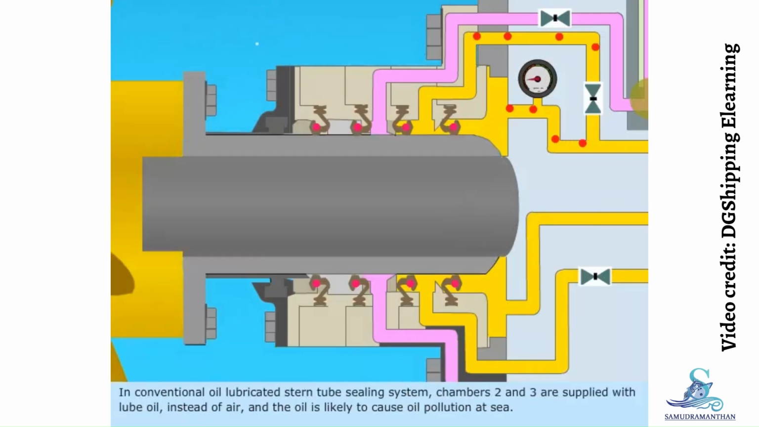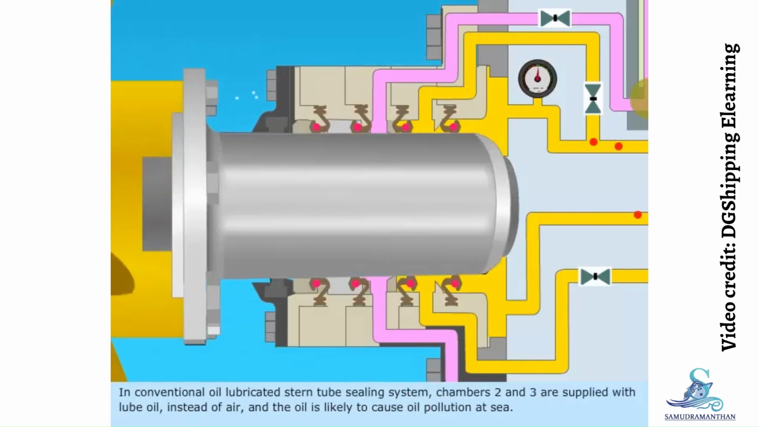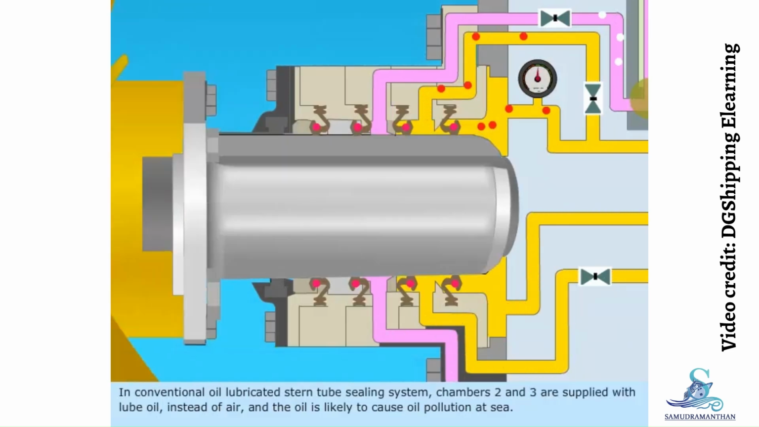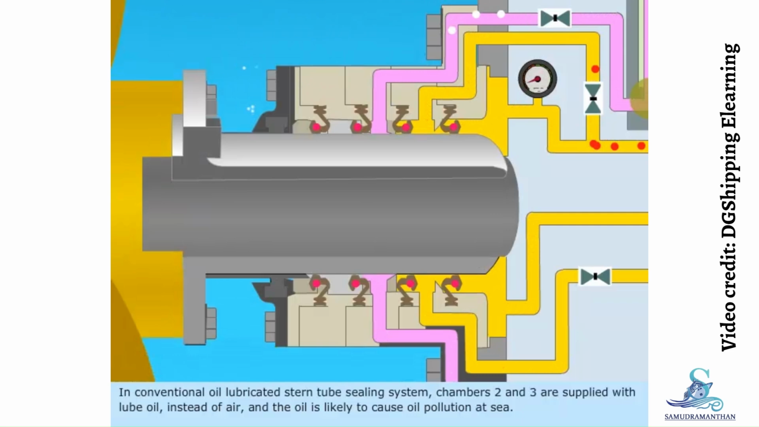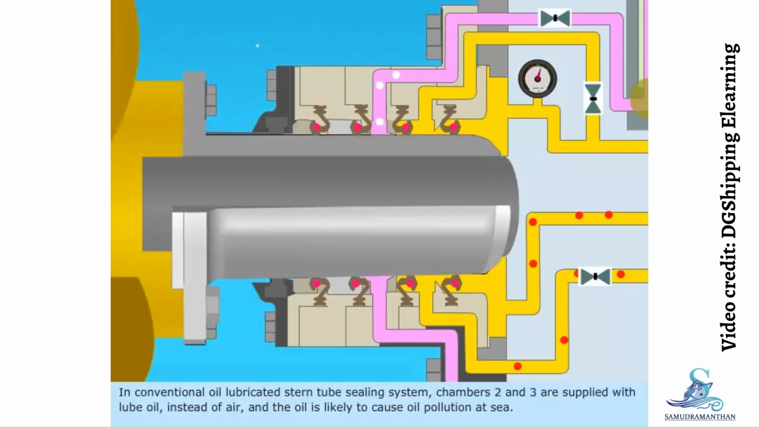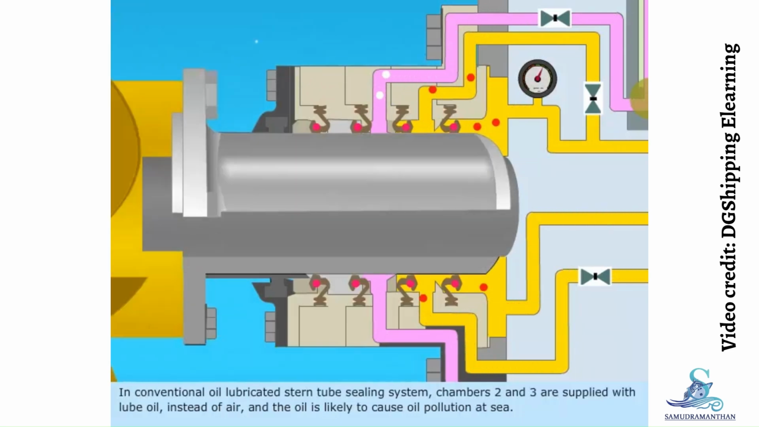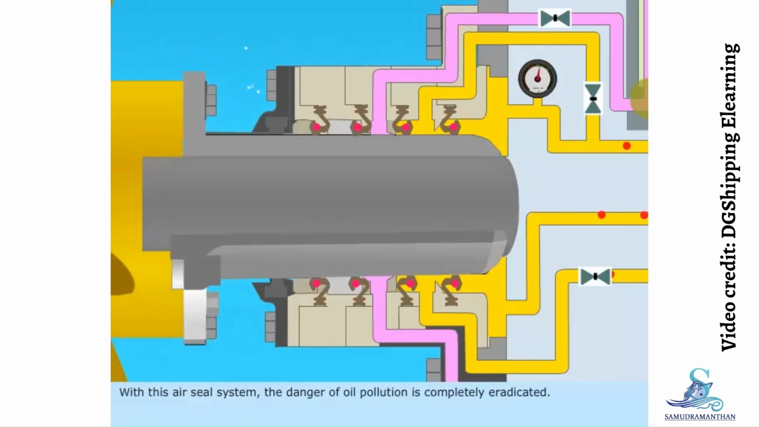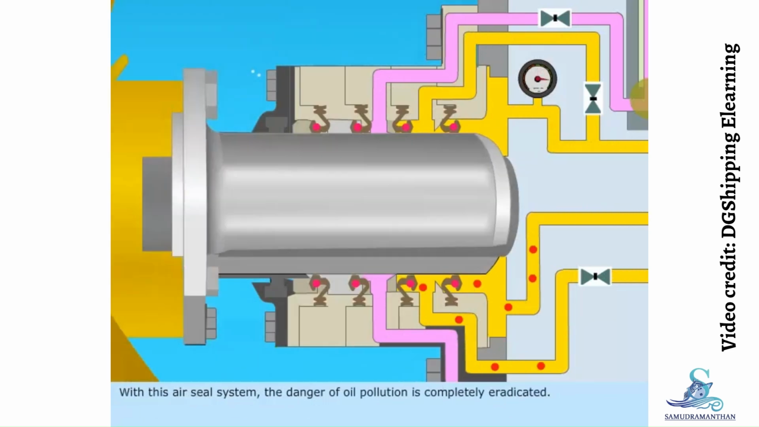In conventional oil-lubricated stern tube sealing system, chambers 2 and 3 are supplied with lube oil instead of air, and the oil is likely to cause oil pollution at sea. With this air seal system, the danger of oil pollution is completely eradicated.